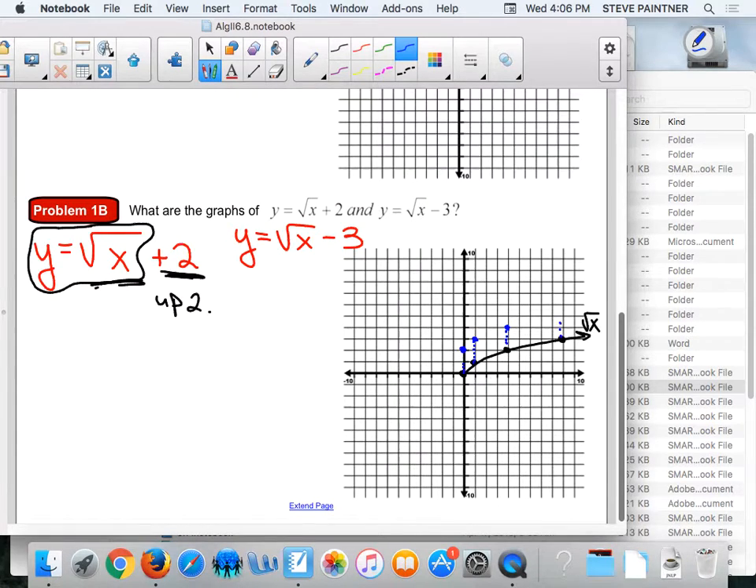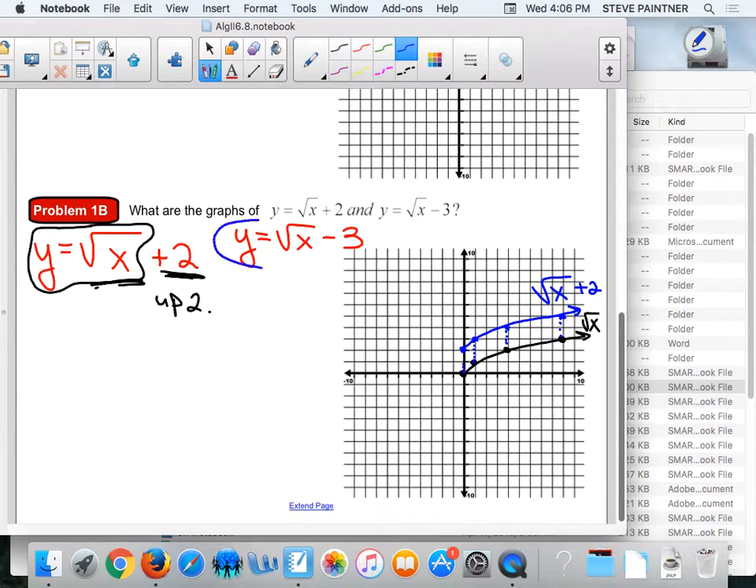Up 2. Let's take off from right here. Now we start at 0, 2, and we just take off. So the blue function is the square root of x plus 2. That's actually the answer. The black one, the parent, is just for you to look at and then move it up 2. All right, next.